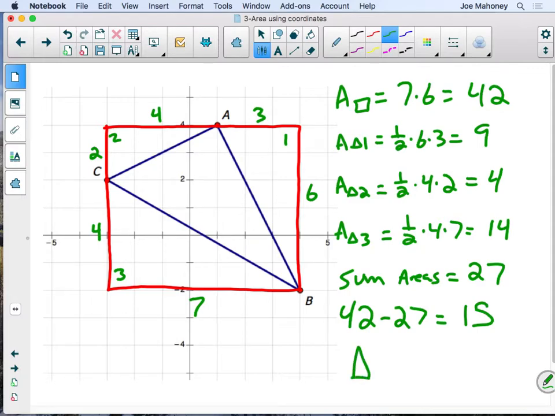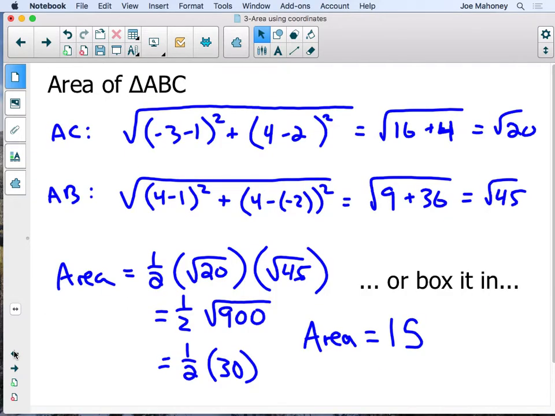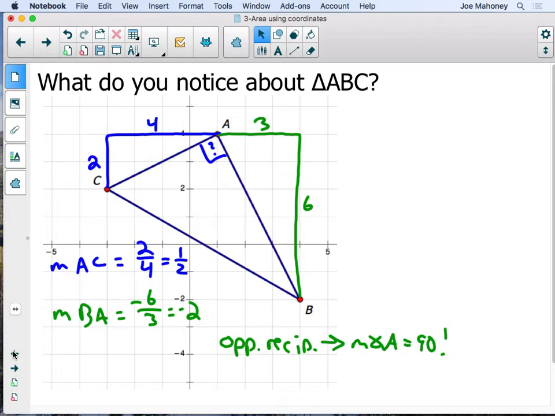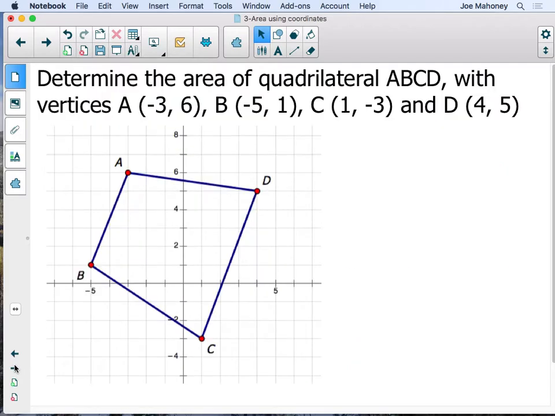So the area of triangle ABC is 15, just like we had before. Now, don't get me wrong. You want to do some distance formulas? That's great. It works only because triangle ABC was a right angle, or it was a right triangle. Angle A was a right angle. If you don't have a right triangle, you got to box it in. Plain and simple. So, and we don't even need triangles either.